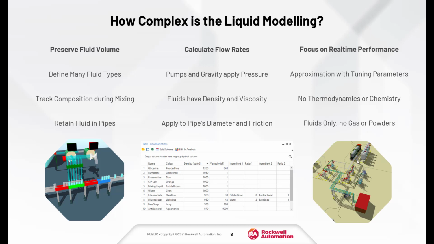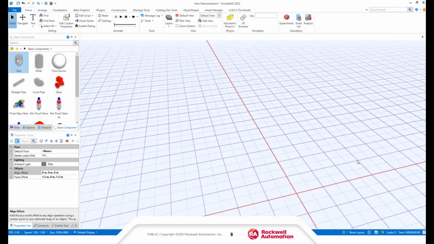Our version 1 of the catalog is an approximation, and we provide those tuning parameters to allow users to get the accuracy they require. It's an approximation with controls testing being the aim and the application here. We don't model thermodynamics, we don't model chemistry, we don't model gases or powders. It is just fluids. So what would this look like?